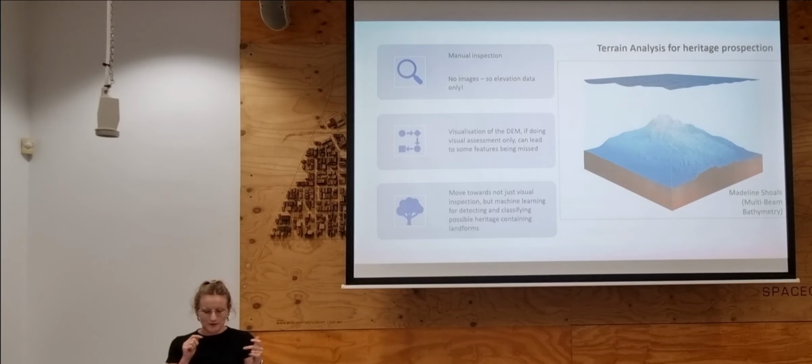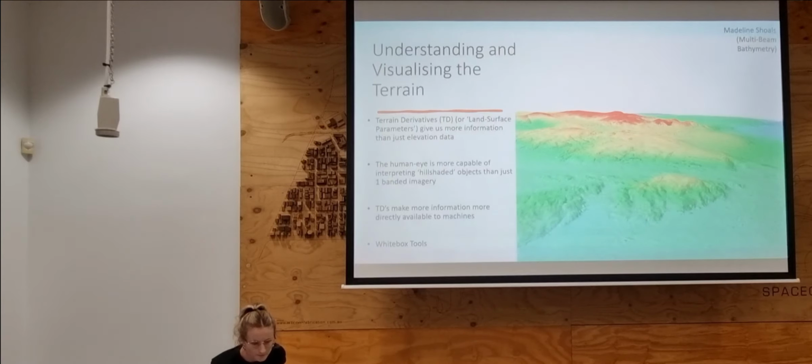With my research, I'm hoping to move towards a more geostatistical and machine learning approach for detecting and classifying features that might have heritage. So the first step of that is to identify those features from underwater. Obviously, if you're underwater, you don't usually have any sort of pictures or aerial images. You're just working off elevation data. So we have to figure out how to use that elevation data appropriately to find those features we're looking for.